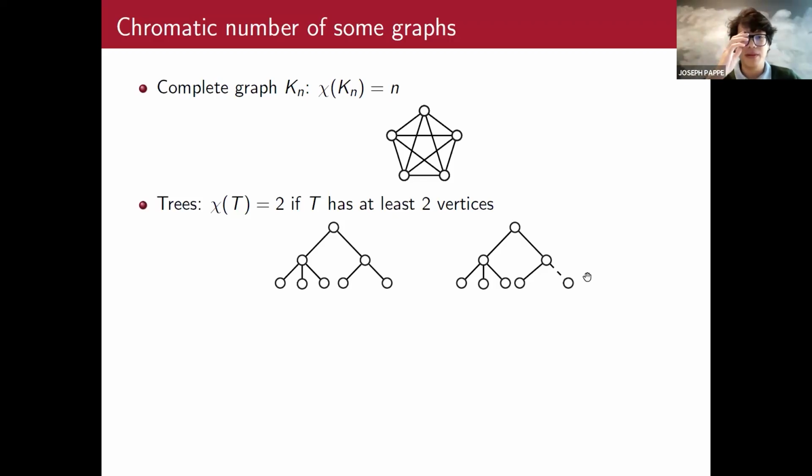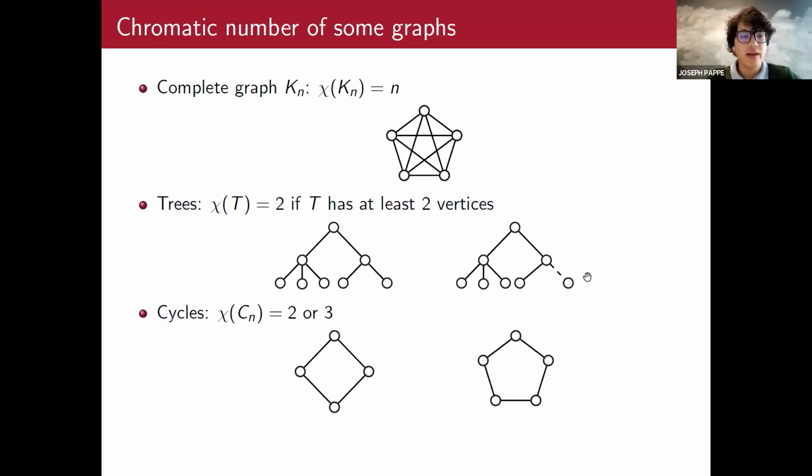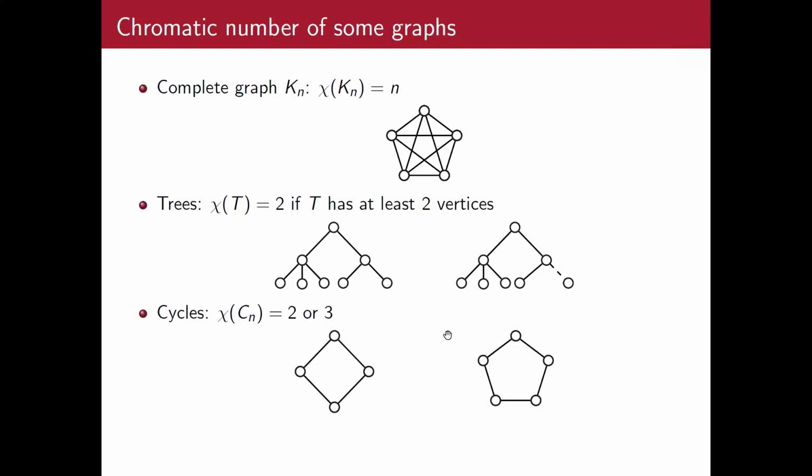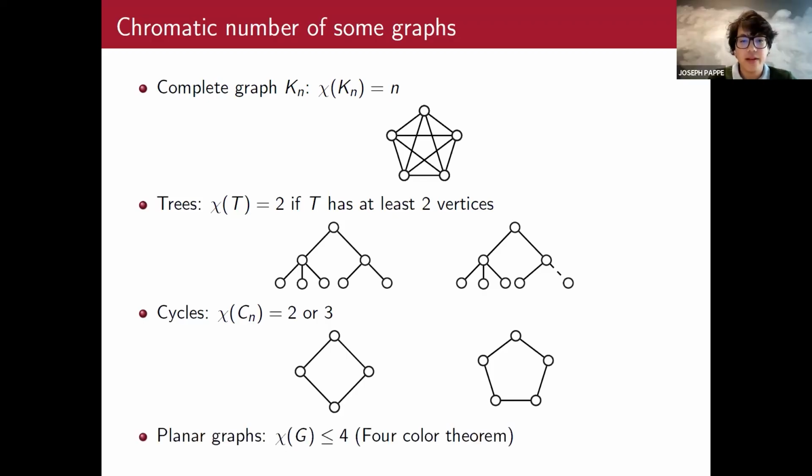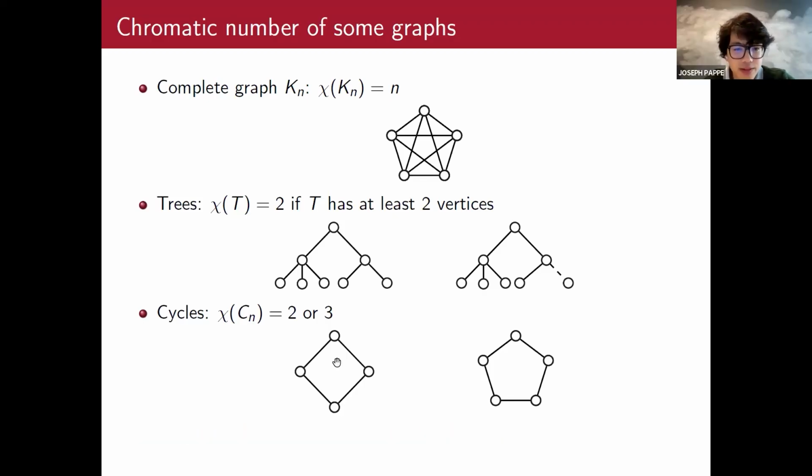So we can sort of build up this coloring, and we can show that it can be colored with two colors. How about for cycles? There are two cases: it's either two or three. The reason being, if we have an even cycle here, we can just alternate between red and blue, and that gives us a proper coloring.